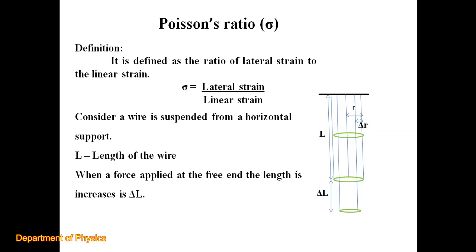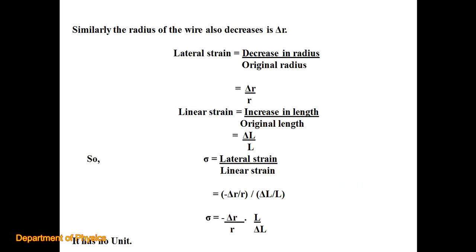So sigma is equal to lateral strain by linear strain. Consider a wire suspended from a horizontal support. Let L be the length of the wire and R the radius of the wire. When a force is applied at the free end, the length increases, denoted by del L. Similarly, the radius of the wire also decreases, denoted by del R.